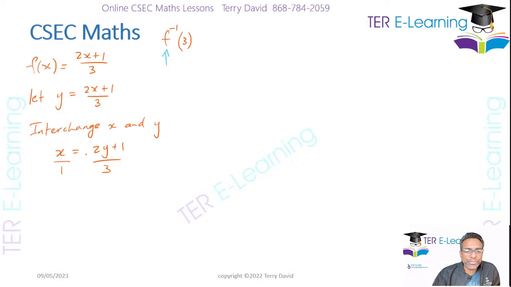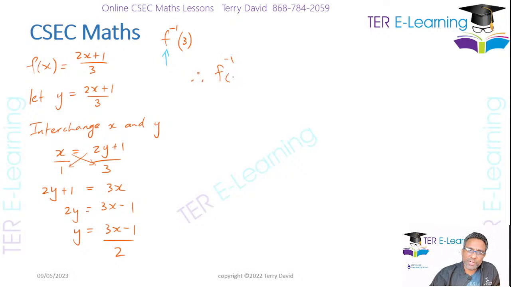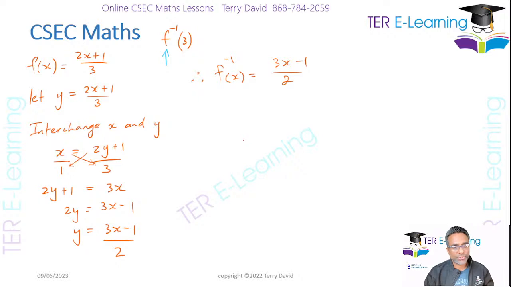So what you can do, you can cross multiply. This by this is equal to this by this. So this becomes 2y plus 1 is equal to x by 3, which is 3x. So 2y is equal to 3x minus 1. So the last step here now is this. y is equal to 3x minus 1 all over 2. So therefore, your inverse function is simply going to be 3x minus 1 all over 2. That's your inverse function, right?